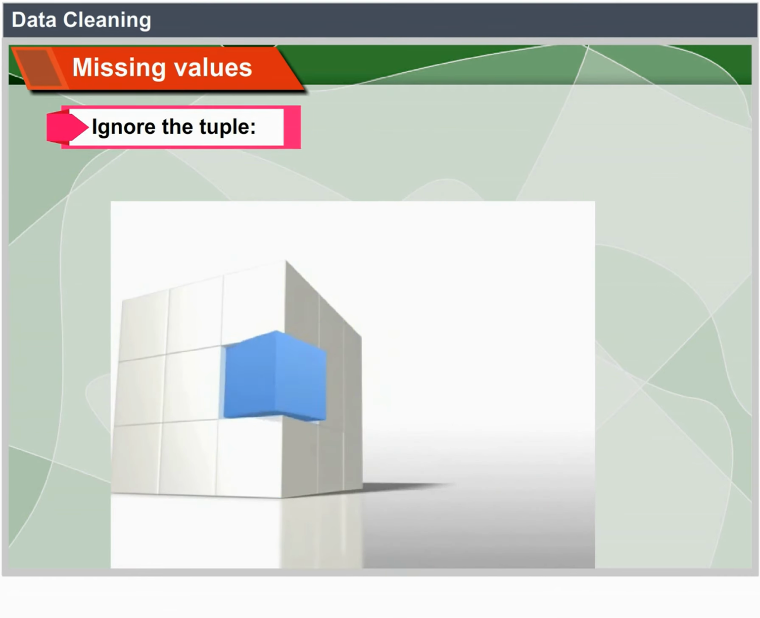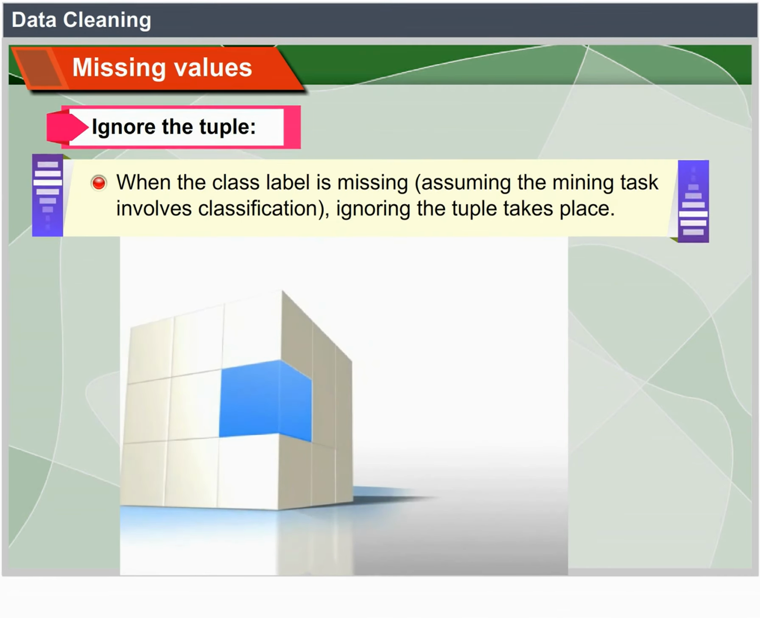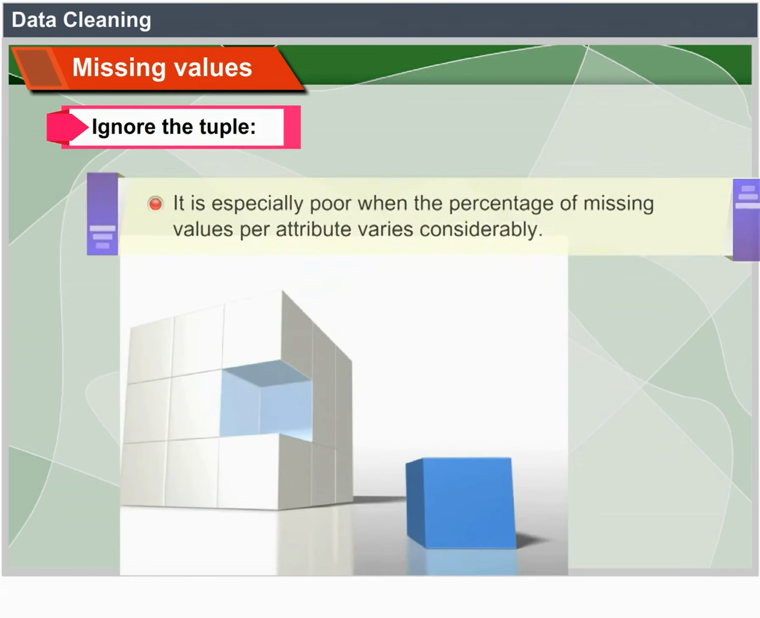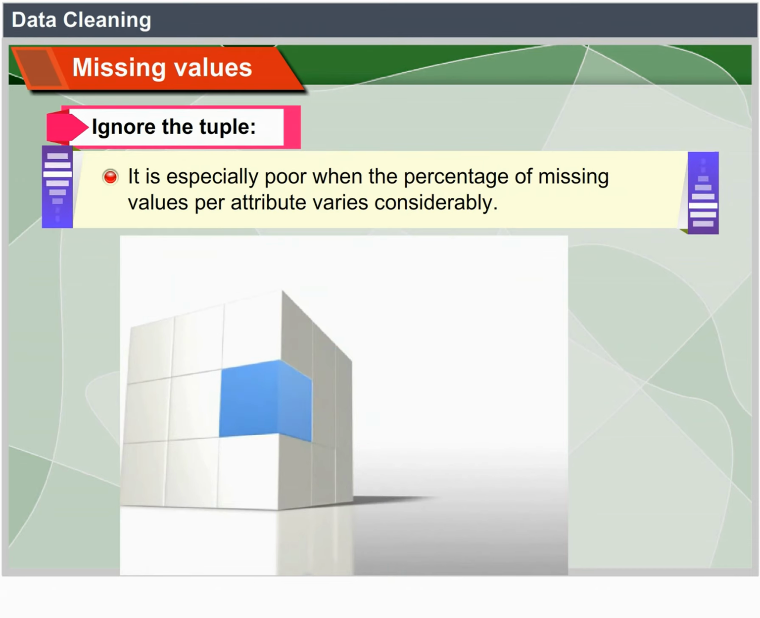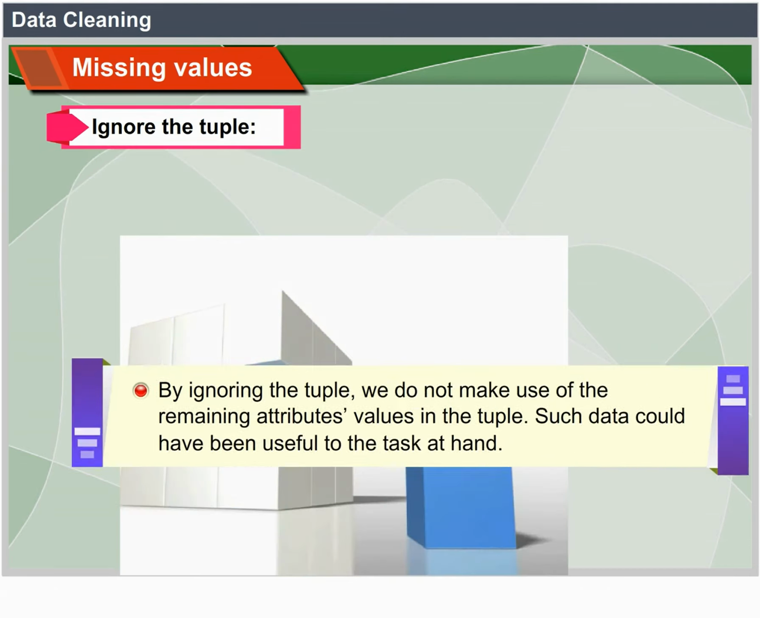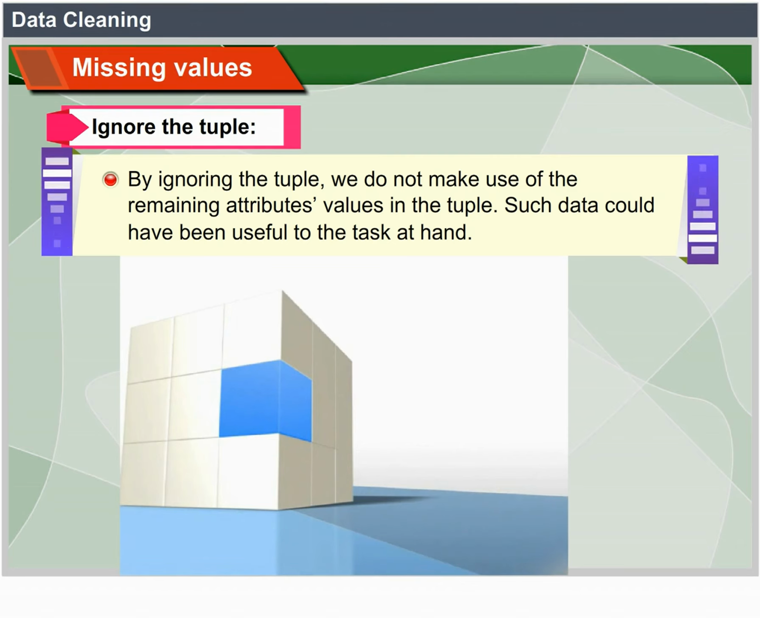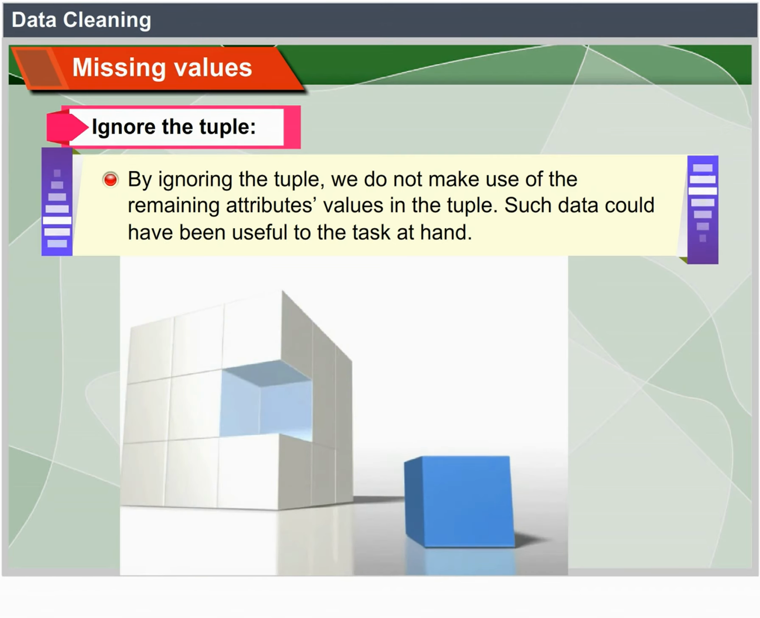Ignore the tuple. This is usually done when the class label is missing, assuming the mining task involves classification. This method is not very effective unless the tuple contains several attributes with missing values. It is especially poor when the percentage of missing values per attribute varies considerably. By ignoring the tuple, we do not make use of the remaining attributes' values in the tuple. Such data could have been useful to the task at hand.